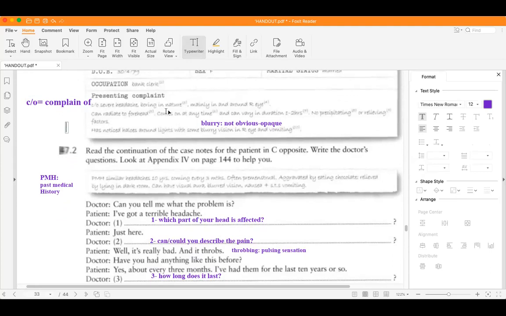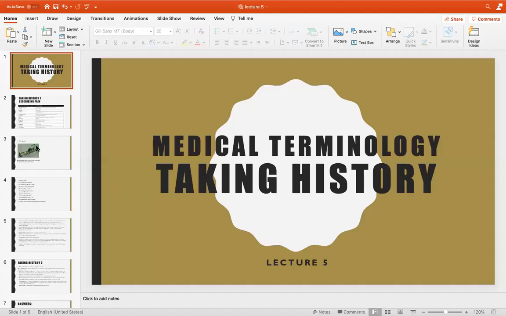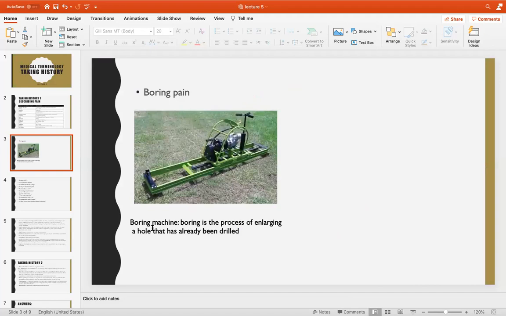Severe headache, boring in nature. What is the meaning here of boring? Boring here is not the opposite of interesting. No. Boring pain is like a boring machine. The boring machine, as in the picture, is used in order to enlarge a hole that has already been drilled. All right? So the boring pain is like a drilling pain, which is a strong pain.